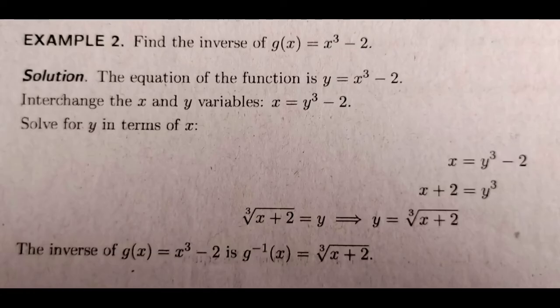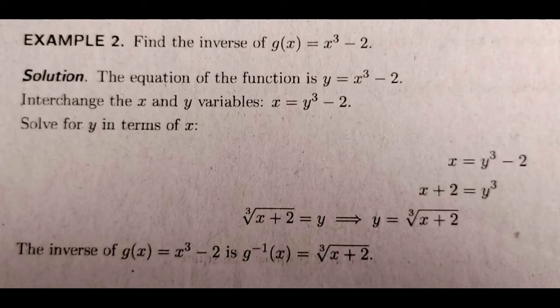Example number 2. Find the inverse of g of x is equal to x cubed minus 2. Solution. The equation of the function, we will now change g of x to y. So you have y is equal to x cubed minus 2. Second step is to interchange x and y variables. So you have x is equal to y cubed minus 2.